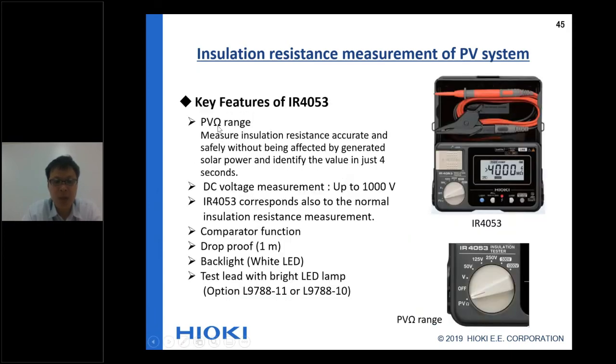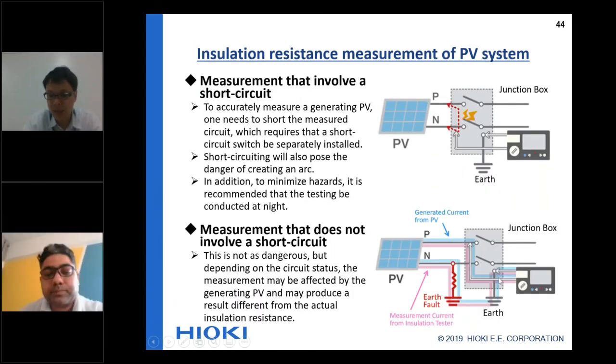However, if you use our PV ohm range on the IR4053, a special product for the PV market, you can use this second method. You can measure to P and measure to N. This PV range avoids this kind of error because the first measurement does not apply voltage, it just measures voltage and current. After that, the IR4053 applies a 500 volt or 1000 volt test voltage. From these two measurement results, the IR4053 calculates an accurate value of the Earth insulation. That's why the IR4053 is very, very accurate for PV insulation resistance measurement.